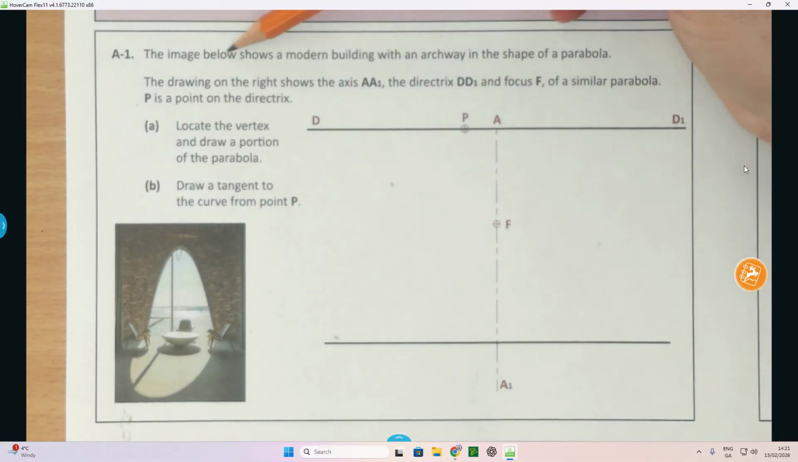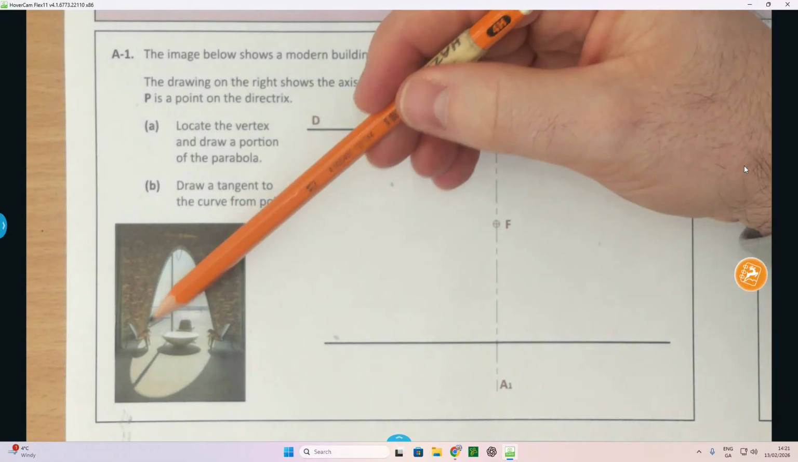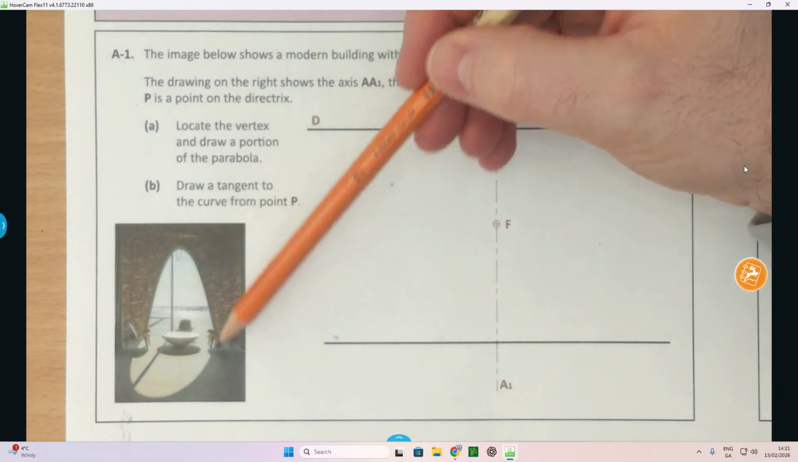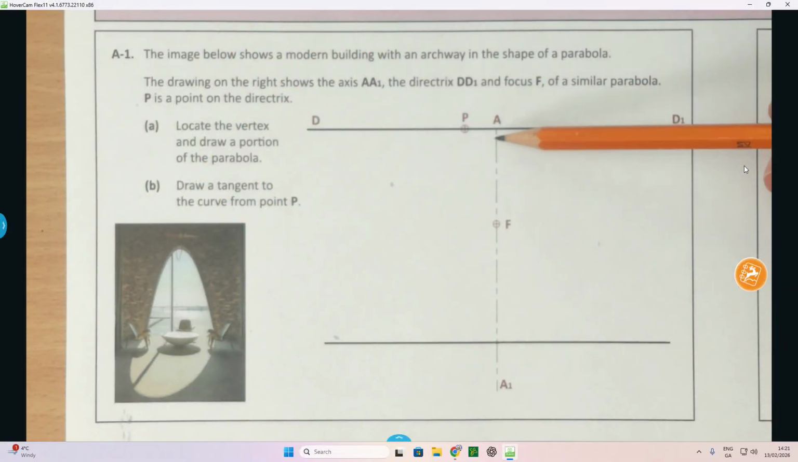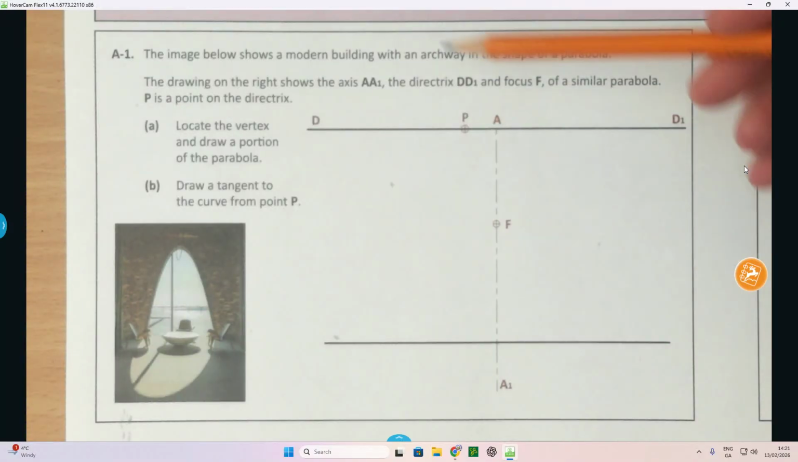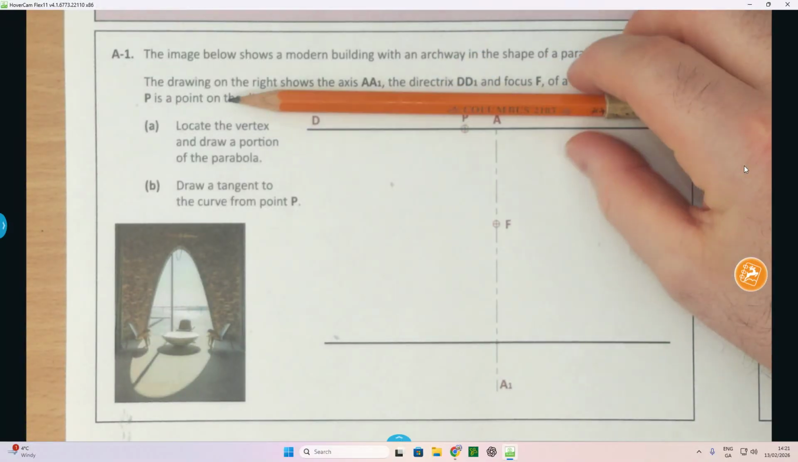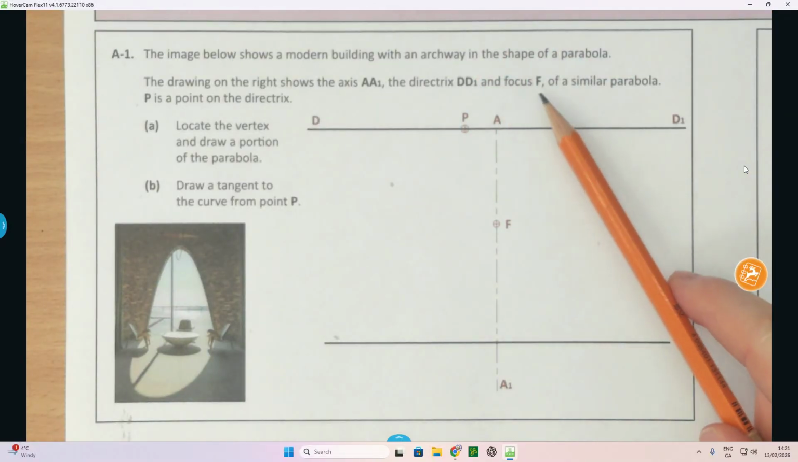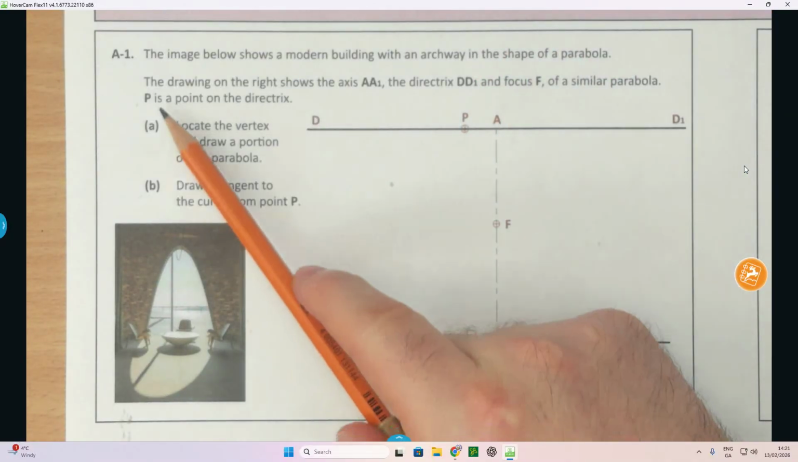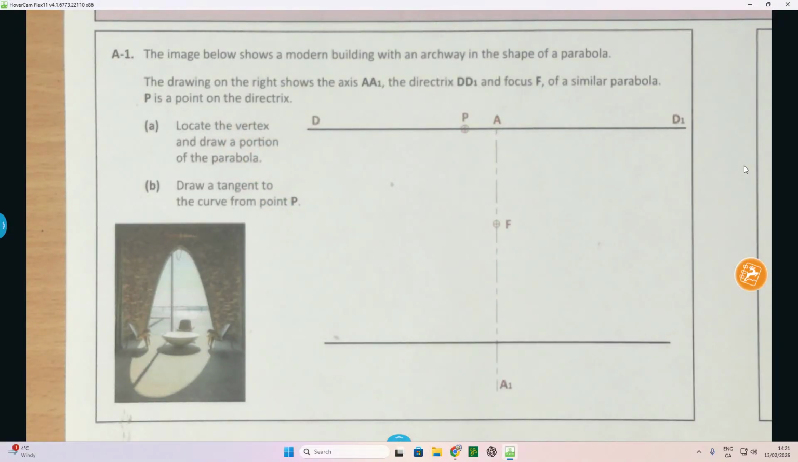It says here the image below shows a modern building with an archway in the shape of a parabola, and you can see the parabolic curve there where the archway is. Okay, the drawing on the right shows the axis AA1, which is this line here of the parabola. We've got the directrix DD1. Okay, the directrix and the axis will always be perpendicular to each other, and a focus F of a similar parabola. P is a point on the directrix. Okay, so they tell us that P is a point on the directrix.